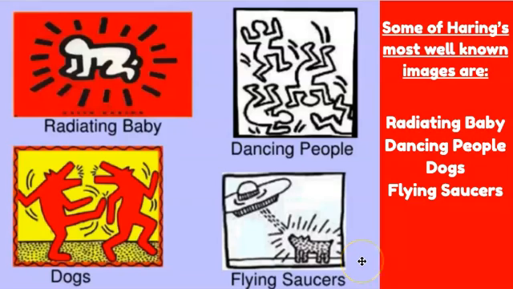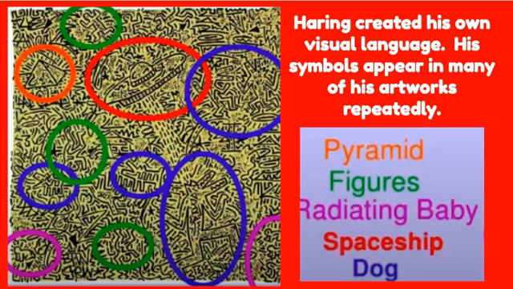Some of Haring's most well-known images are radiating babies, dancing people, dogs, flying saucers, and he also used pyramids. Haring created his own visual language, and his symbols appear in many of his artworks repeatedly. In this one image, you can see the pyramids, the dancing figures, the radiating babies, the spaceship, and the dog.